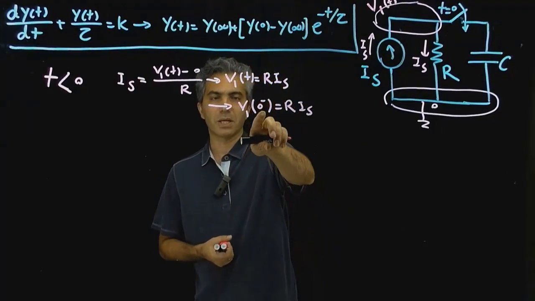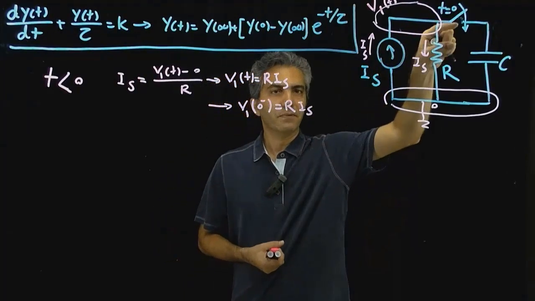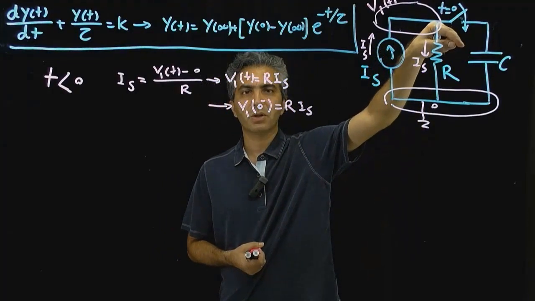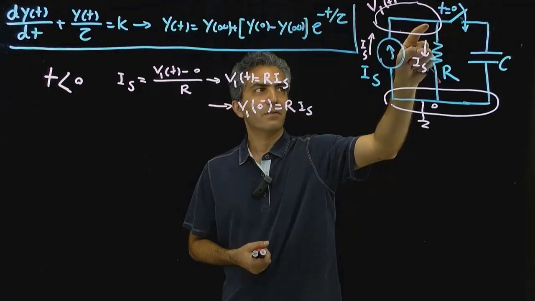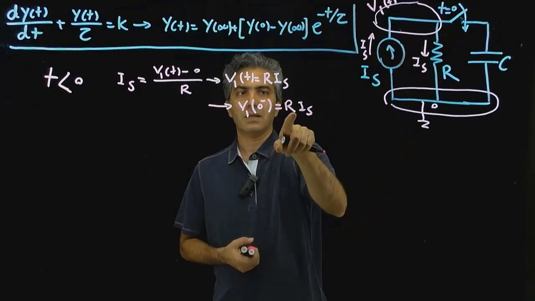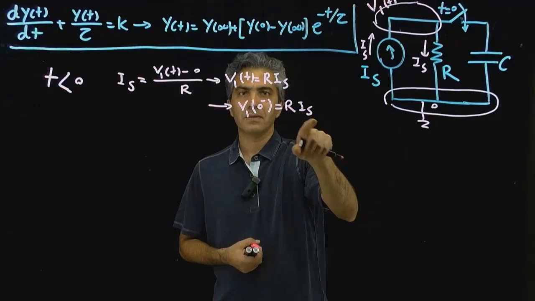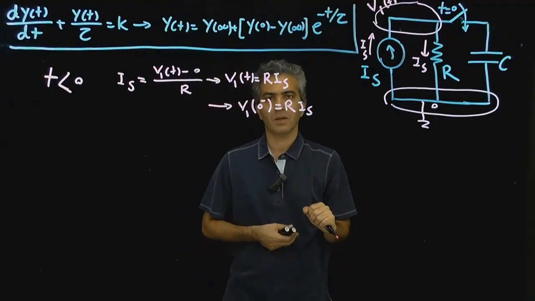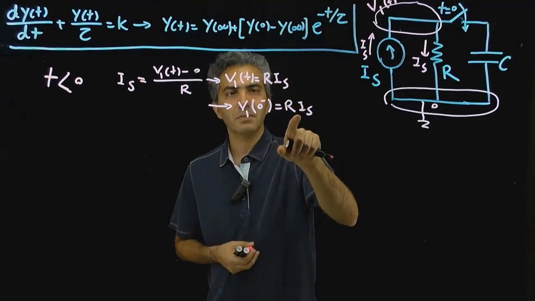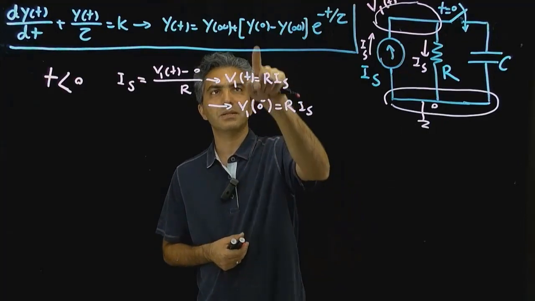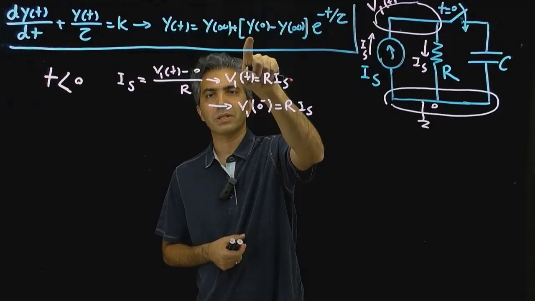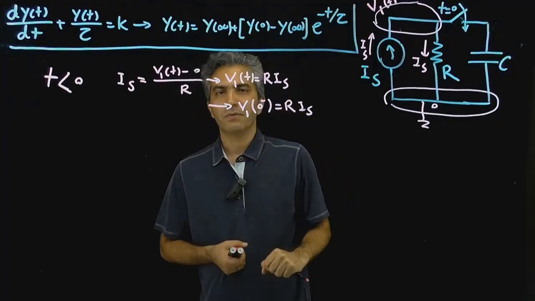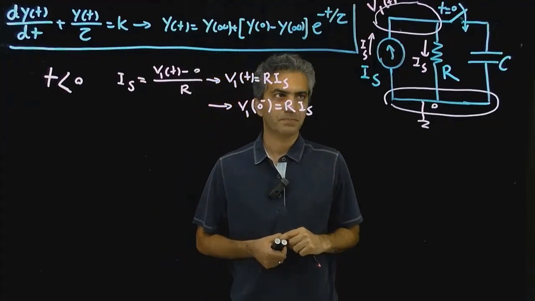What do I mean by 0 minus? I mean right before the switch turns on, or right before the switch closes, the value of that voltage, V1, is R times IS. That's what I mean. Okay? So this is important because this is going to help me solve that differential equation. It is going to help me know what the initial value for the differential equation is.